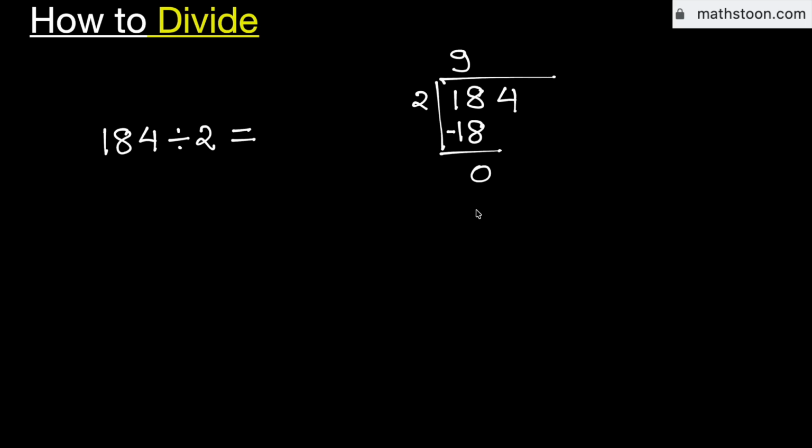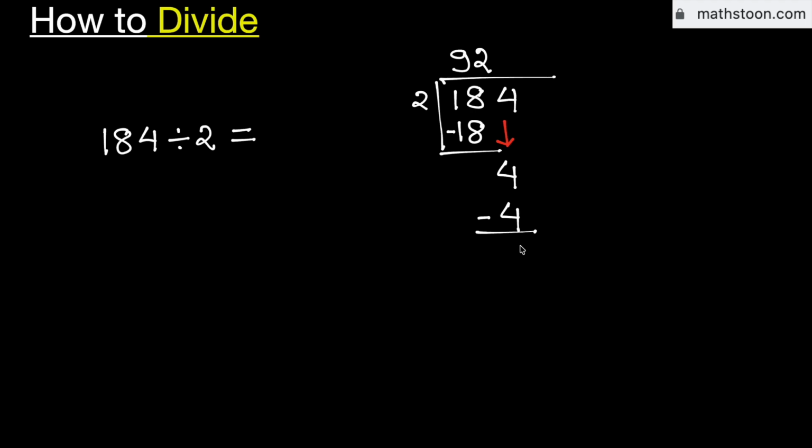Now this 0 is less than 2. That is why we need to bring down this adjacent 4 here. Now look, this is the number 4. That is why we need to remove this left-hand 0. And we know that 2 times 2 is equal to 4.